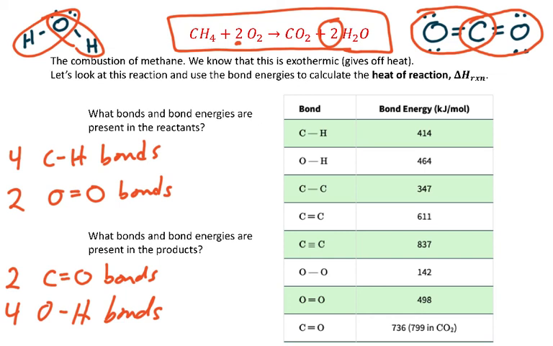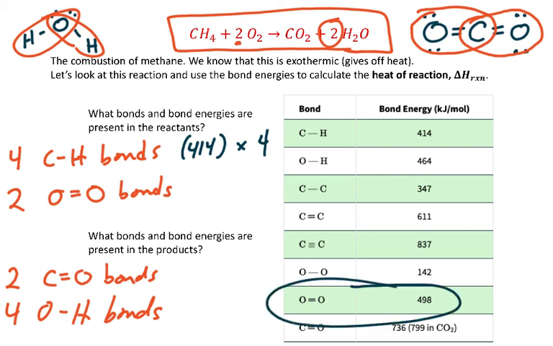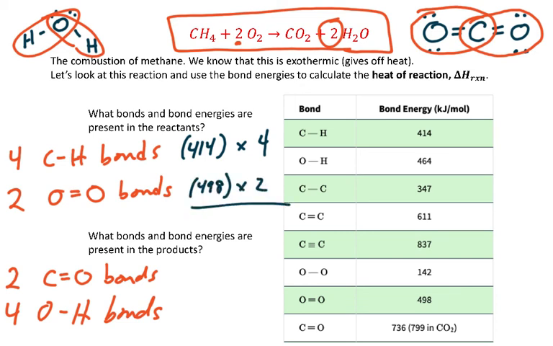So a CH bond has a bond energy of 414 kilojoules per mole, and we have 4 of those. An OO double bond is 498 kilojoules per mole. We have 2 of those. So we can look at the total bond energy of the reactants, which is 2652 kilojoules per mole.